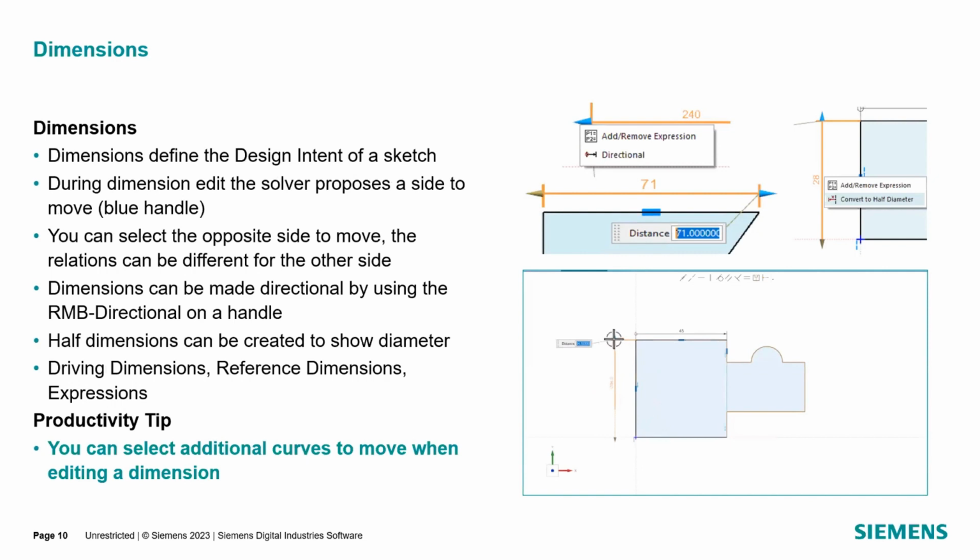There's other things that you can do. You can set it to be directional. So if I only want it to go, say, on the right side, the right mouse button will set that up. You can also convert to half dimensions. So if you have a diameter, you can go ahead and select that, convert that to the diameter value. A couple nice things there, but the main thing is as you're adjusting any dimensions, you can add geometry to that and move it together all as one grouping.